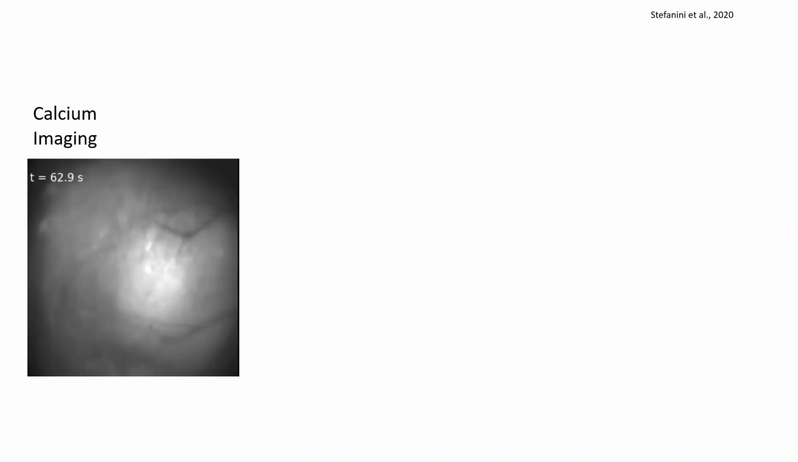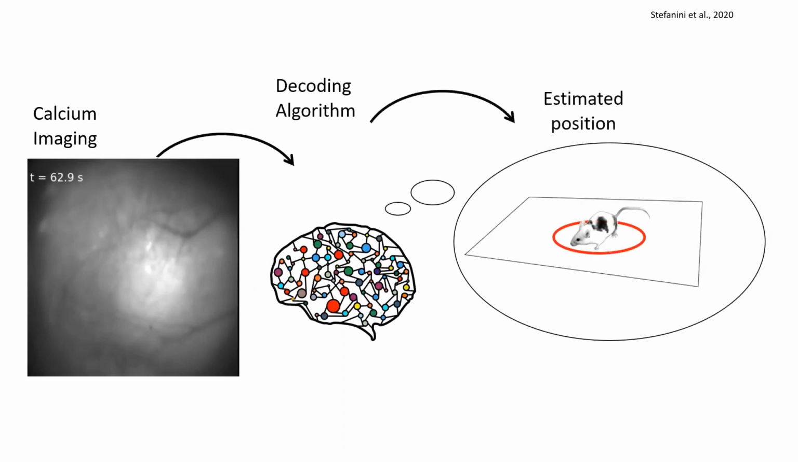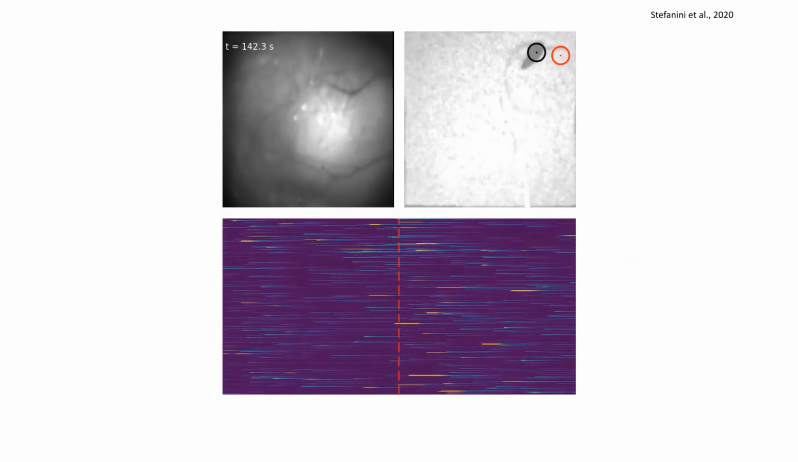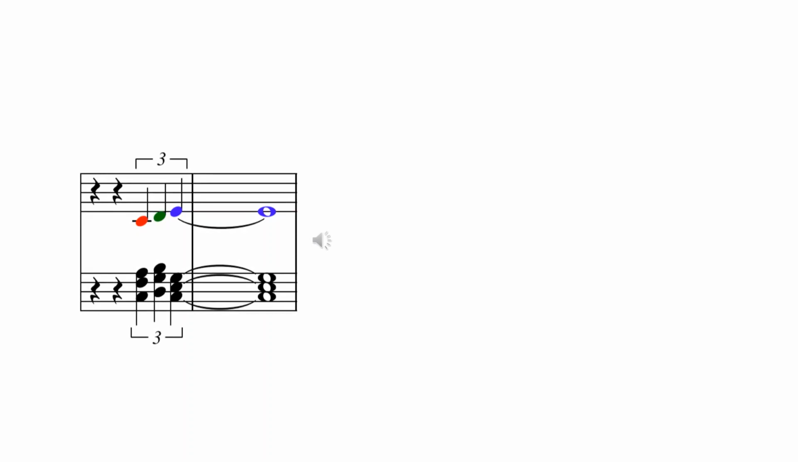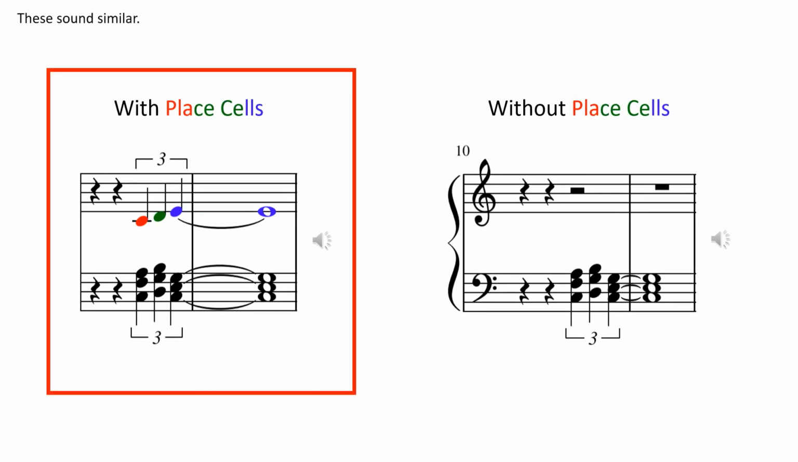Using machine learning, we trained a decoding model to read out the brain activity and obtain an estimate of the mouse's position at any point in time. We then tested the decoder in two ways. First, we identified place cells in the population and removed their activity from the data. Our model was still able to decode the animal's position without the place cells.